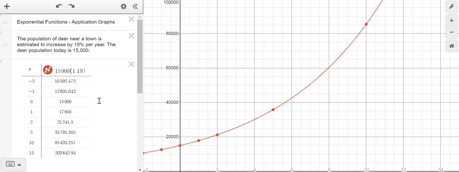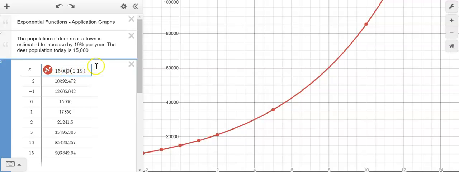In this first example, the population of deer near a town is estimated to increase by 19% each year. And the deer population today is 15,000. So we created an equation here in Desmos. 15,000 is my initial value times a quantity of 1.19, which is the 1 plus the 19% rate. And then that's to the power of x.